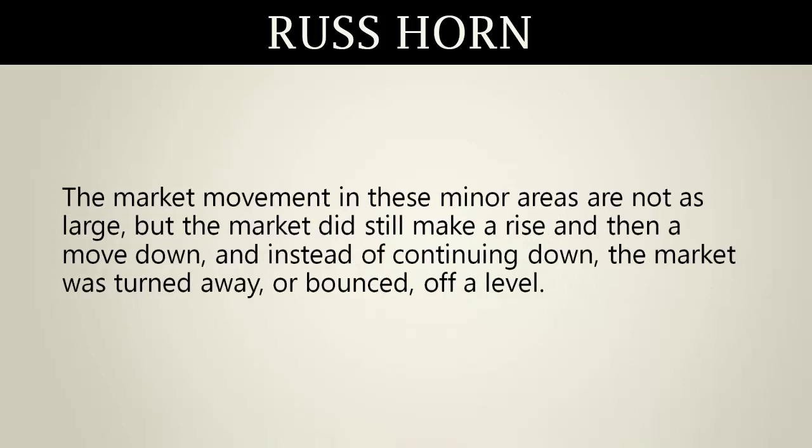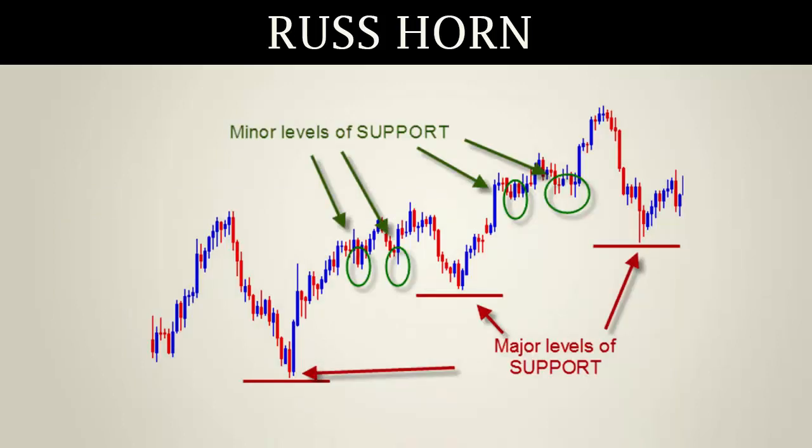The market movement in these minor areas is not as large, but the market did still make a rise and then it moved down, and instead of continuing down, the market was turned away or bounced off a level. The red lines are the major levels of support, and the green circles are the minor levels of support. They're more subtle, but they are still there.